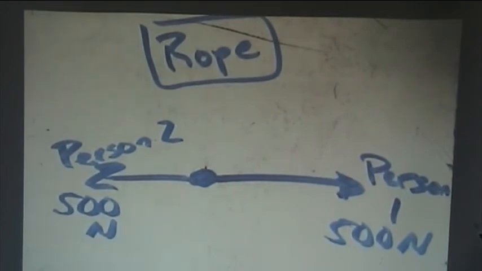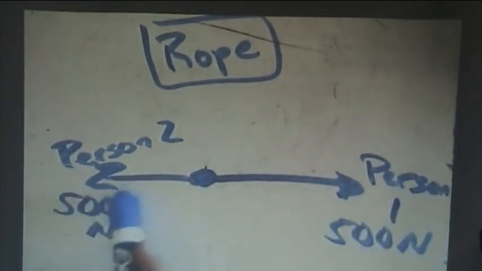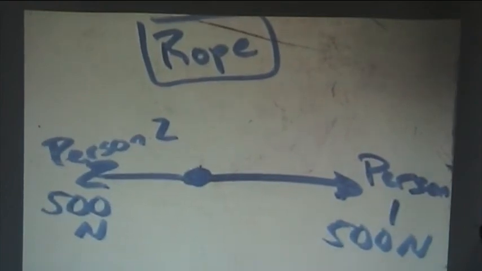Here's a key thing. Notice that neither of these forces is tension. This is the force of the person pulling on the rope. This is the force of the other person pulling on the rope. If the rope is your object, you can say that the net force is 0. But that's something different from saying the tension in the rope.